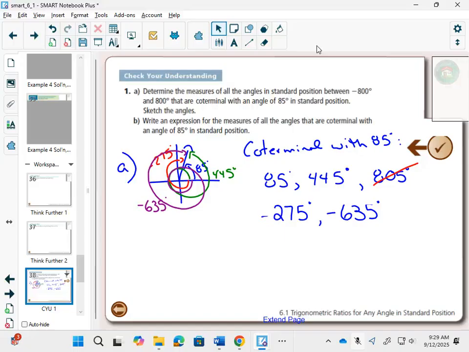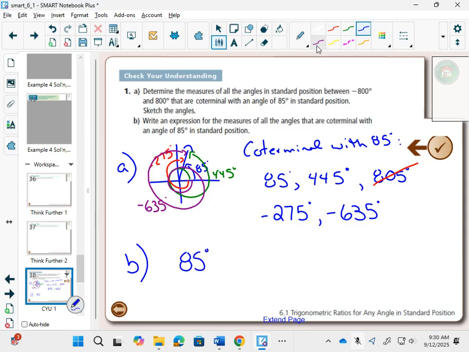All right. So there's part A. Part B. If you wanted to write all of them, we do that idea where we start with the 85 degrees. We can add 360 degrees as many times or subtract it as many times as we want. So we introduce the variable k, and we make sure that we define that k can't just be any number, it has to be an integer.